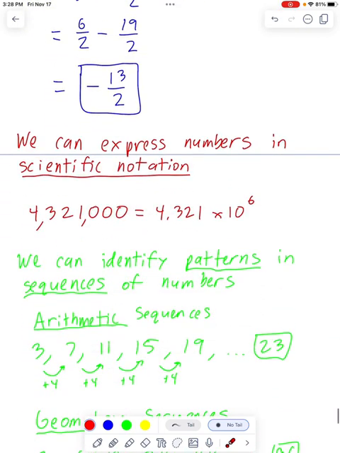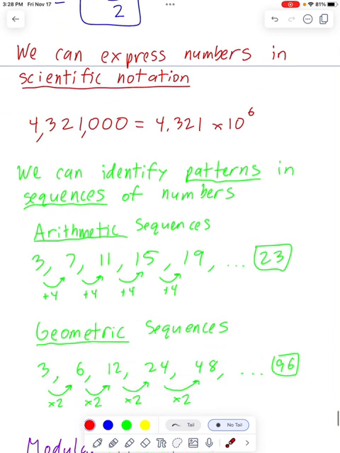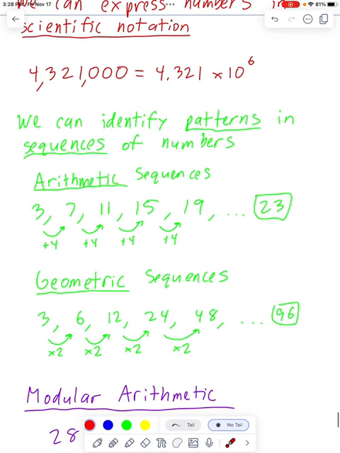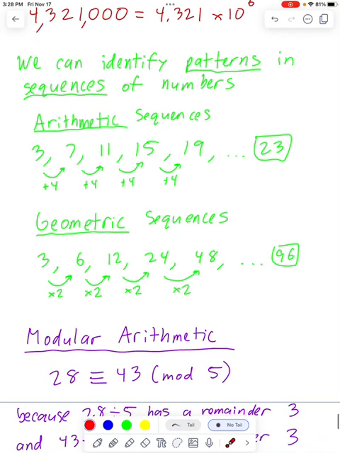We can also express numbers in scientific notation, such as large numbers like this. We can move the decimal over and simply represent it as a multiple of 10 with some exponent. We can identify patterns in sequences of numbers. There are arithmetic sequences, such as this one, where there's a common difference between each consecutive number. There are also geometric sequences in which there's a common factor between each of the numbers, and we can guess the next number in both cases if we know the pattern.